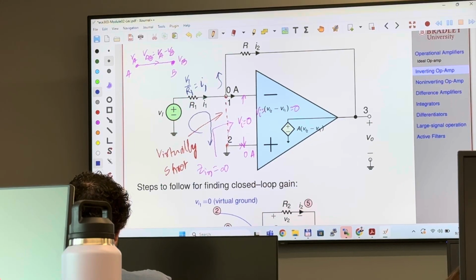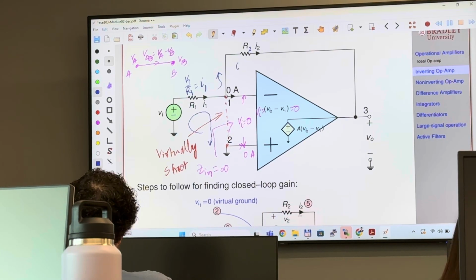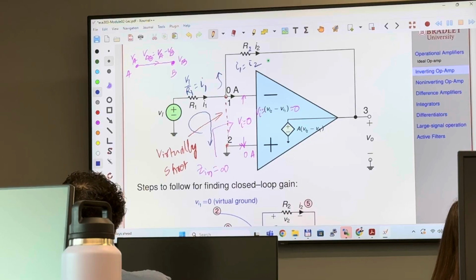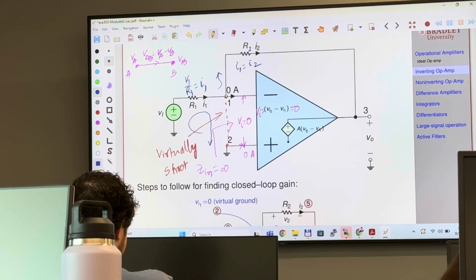So therefore, all this current will flow through this R2. So this is R2 plus. I1 equals I here. Yes, that is the goal. So in that case, I1 is simply I2. Okay? That's how we are treating this as a black box.